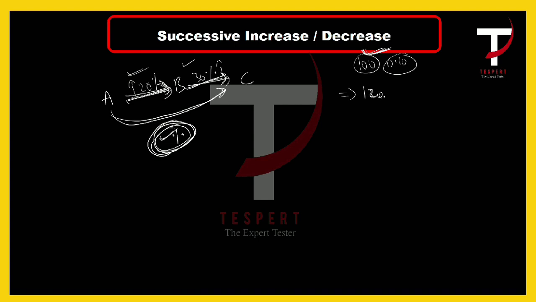120 by 100 into B. B became C by increasing 30%. 30% increase means we must add it to 100. 100 plus 30, which is equal to 130 by 100 of A. This is of A, right? So from A to C, it is 'of A', which is equal to, just calculate how much we get.